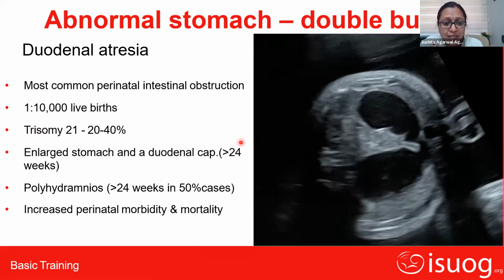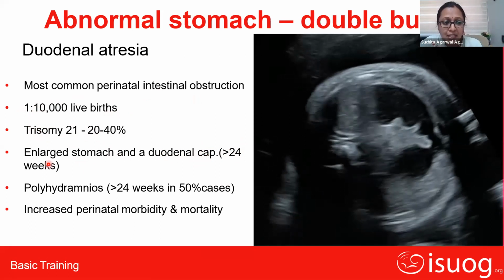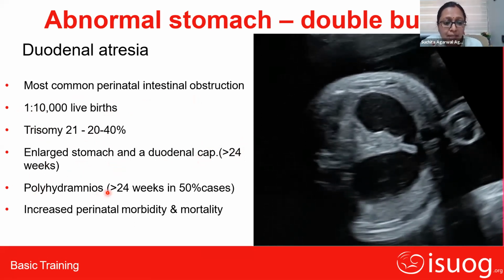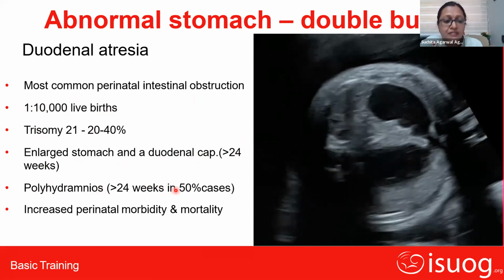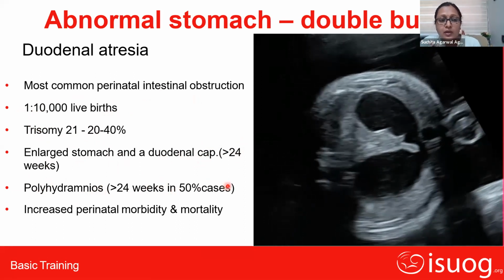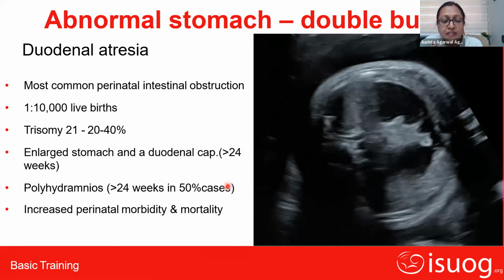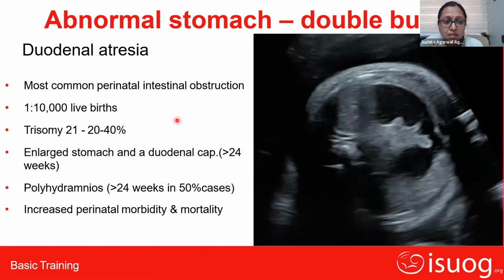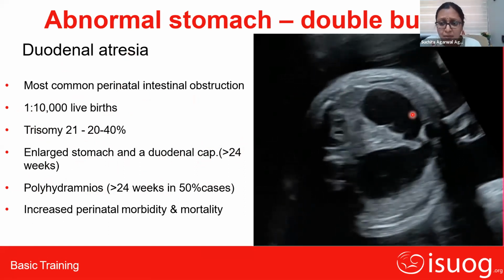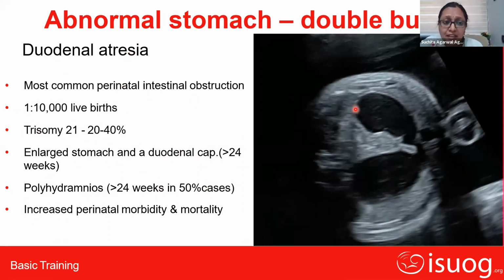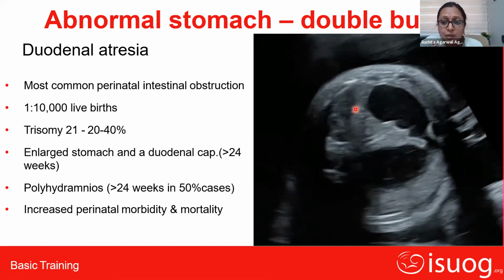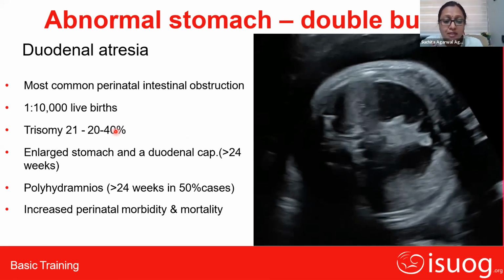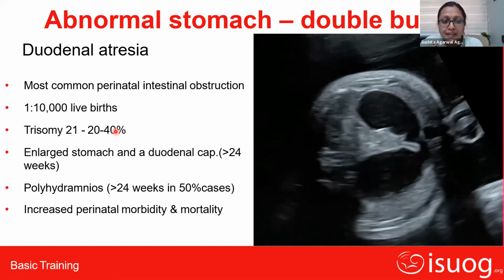And this is also seen in more than 24 weeks. We see an enlarged stomach and a duodenal cap, and it is associated with polyhydramnios after 24 weeks in 50% of cases. So I have done a good TIFFA scan. At that time, everything was fine. The patient comes to me at the growth scan, and I see a double bubble. So it does not mean that I haven't done a good TIFFA scan. It's just because of the late appearance, as Khurana sir has already highlighted about this late appearance of atresias.